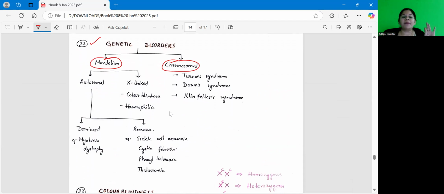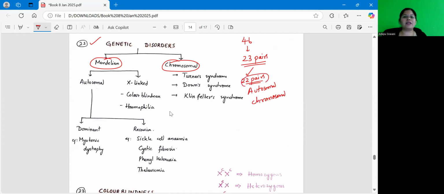What is the difference here? Mendelian disorders are those disorders which follow the laws of Mendel, the law of dominance, law of segregation, all those things. Okay, especially the law of dominance. So here in Mendelian disorders, basically chromosomes, we have 46 chromosomes. These 46 chromosomes are in 23 pairs. All right. Now, out of these 23 pairs, the first 22 pairs are what? They are called autosomal chromosomes.